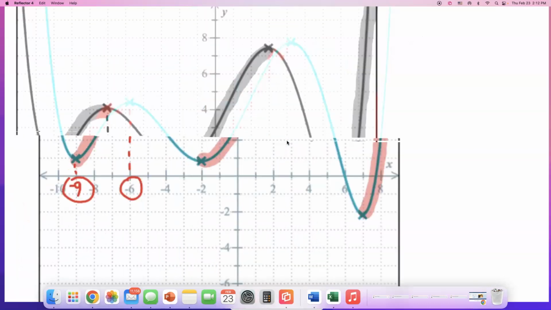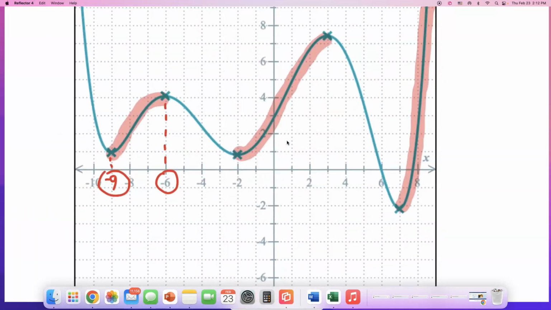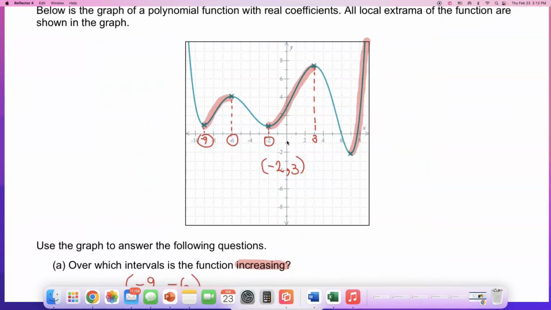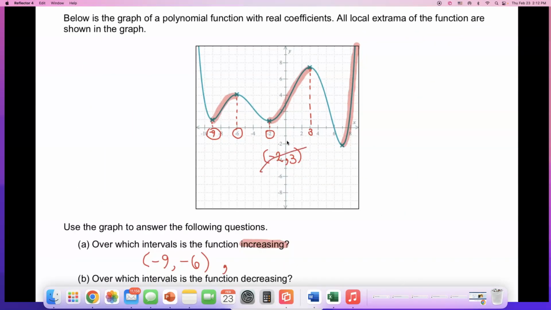What about this section in the middle? This one starts at -2, right? So I'll write -2, comma, and it stops going up at what number? 3. So the second interval where the graph is increasing is -2, 3. Let me bring this down.